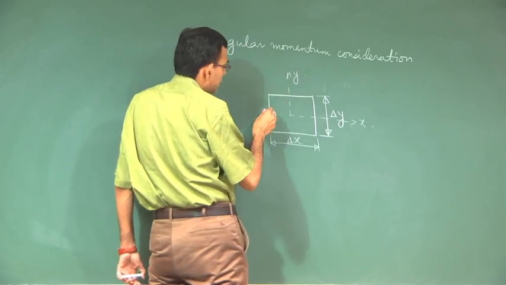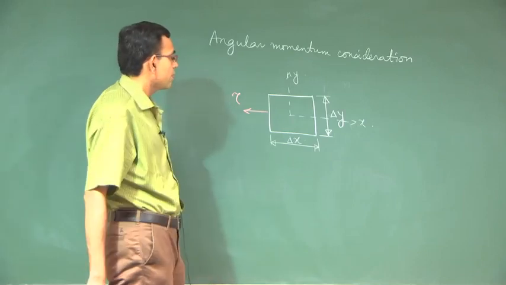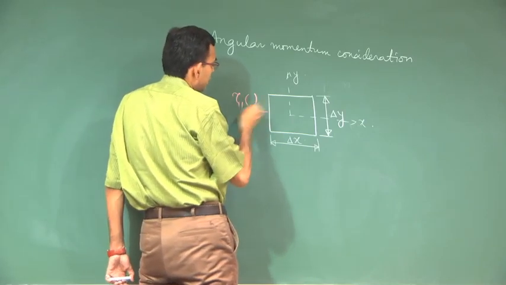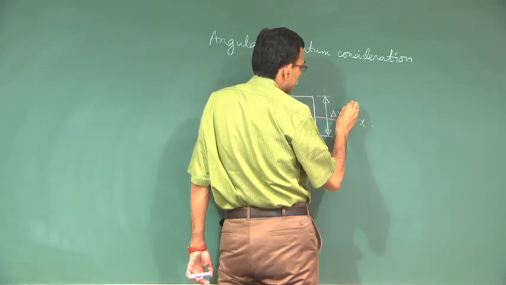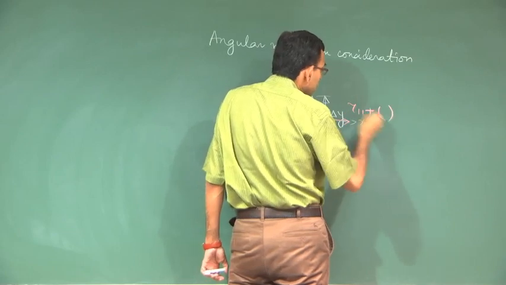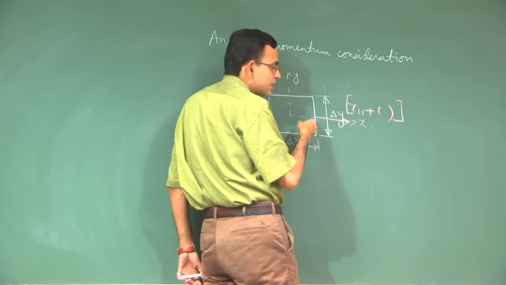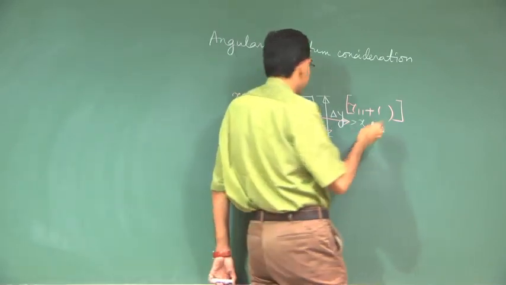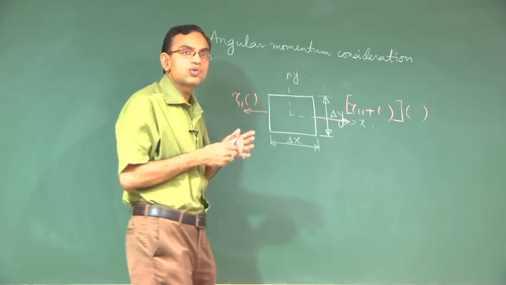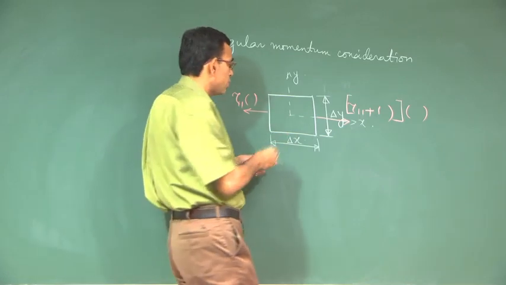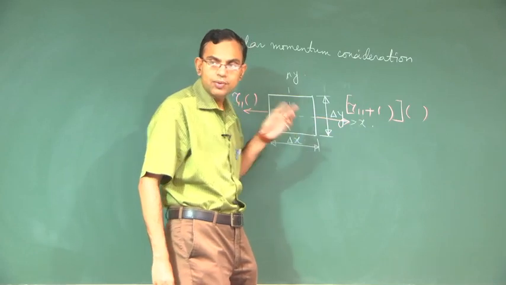Now, what will be the forces acting on this? Let us write here tau 11 times some area. So, here it is tau 11 plus the change, as expressed through Taylor series expansion, times some area. I am not writing the details because our plan is to calculate the moment of all the forces with respect to this point O, and because these forces themselves pass through O, they will not have any moment.